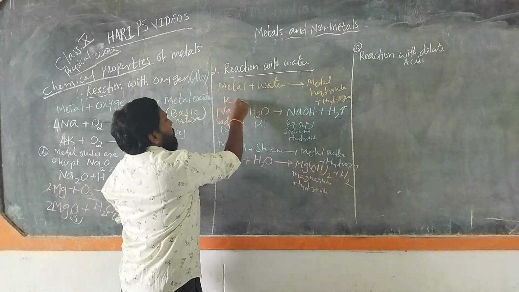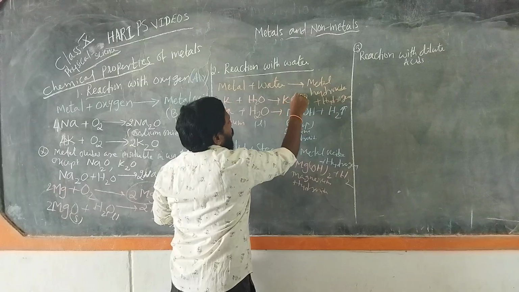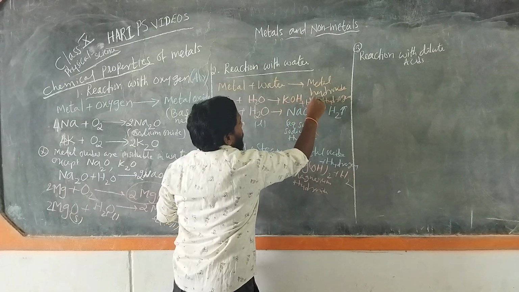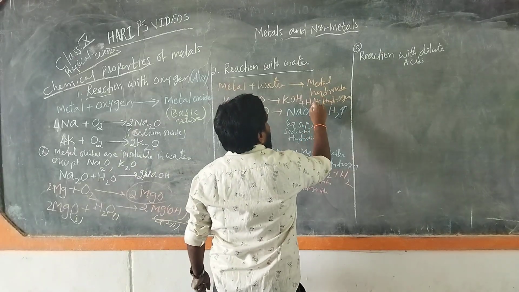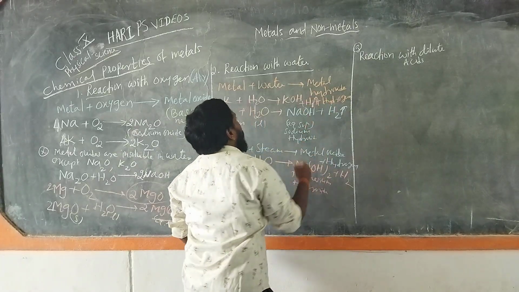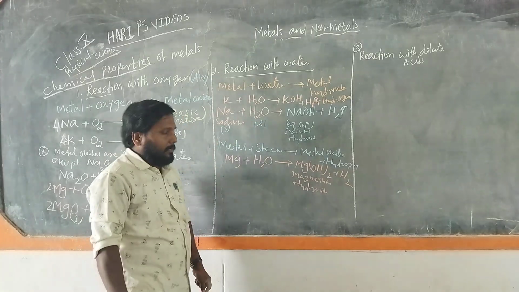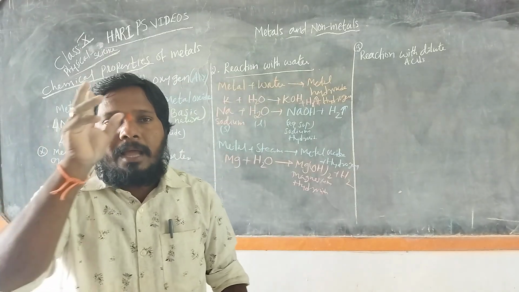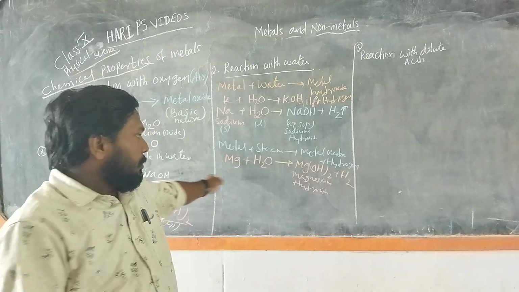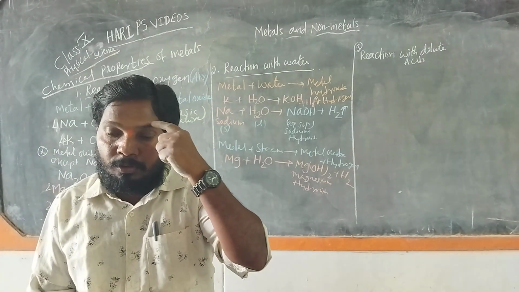Sodium and potassium react with cold water extremely and produce their respective base and hydrogen gas. Magnesium does not react with cold water but reacts with hot water and produces magnesium hydroxide, which is a base, and also forms hydrogen gas.